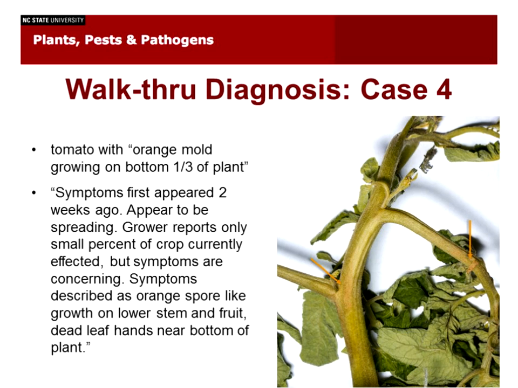Okay, so number four is a case of a tomato with an orange mold growing on the bottom third of the plant. It's a little tough to see here, but basically the description is: symptoms first appeared 2 weeks ago, appear to be spreading. Grower reports only a small percentage of crop currently affected, but symptoms are concerning. Symptoms described as orange spore-like growth on lower stem and fruit, dead leaf hands near bottom of plant. This is verbatim from the person, the client, or the person who entered the sample.